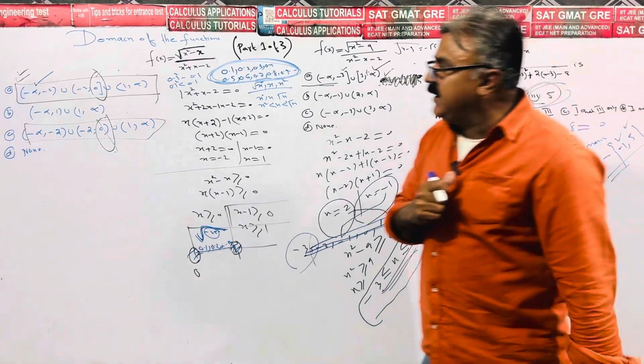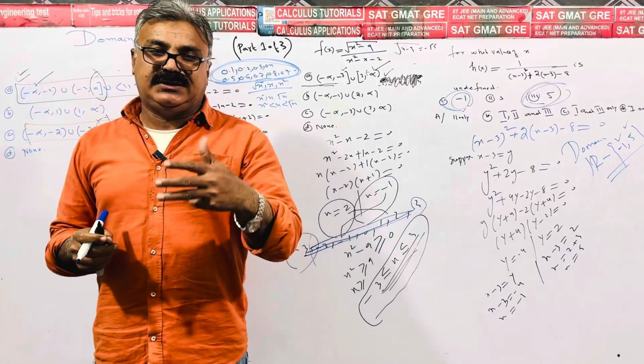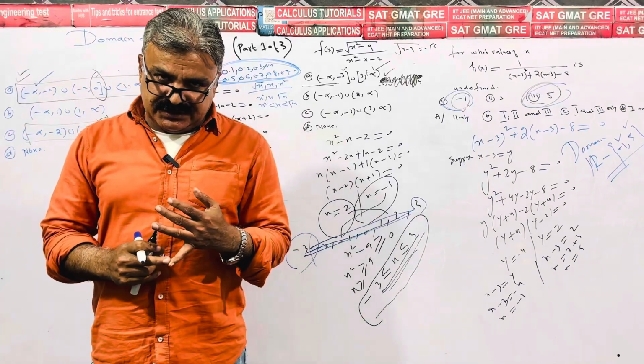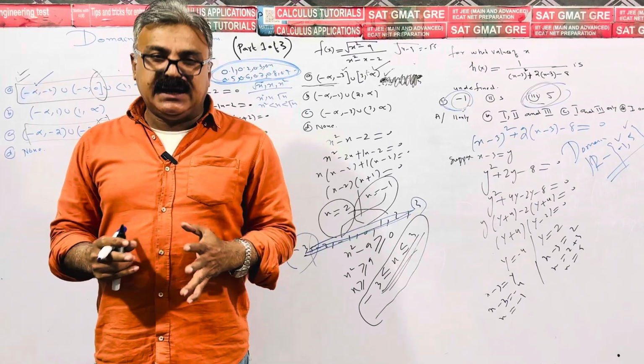Again, let me emphasize that you have to watch for two to three things: the denominator never vanishes, the square root can never be negative, and log is not defined for negative values.